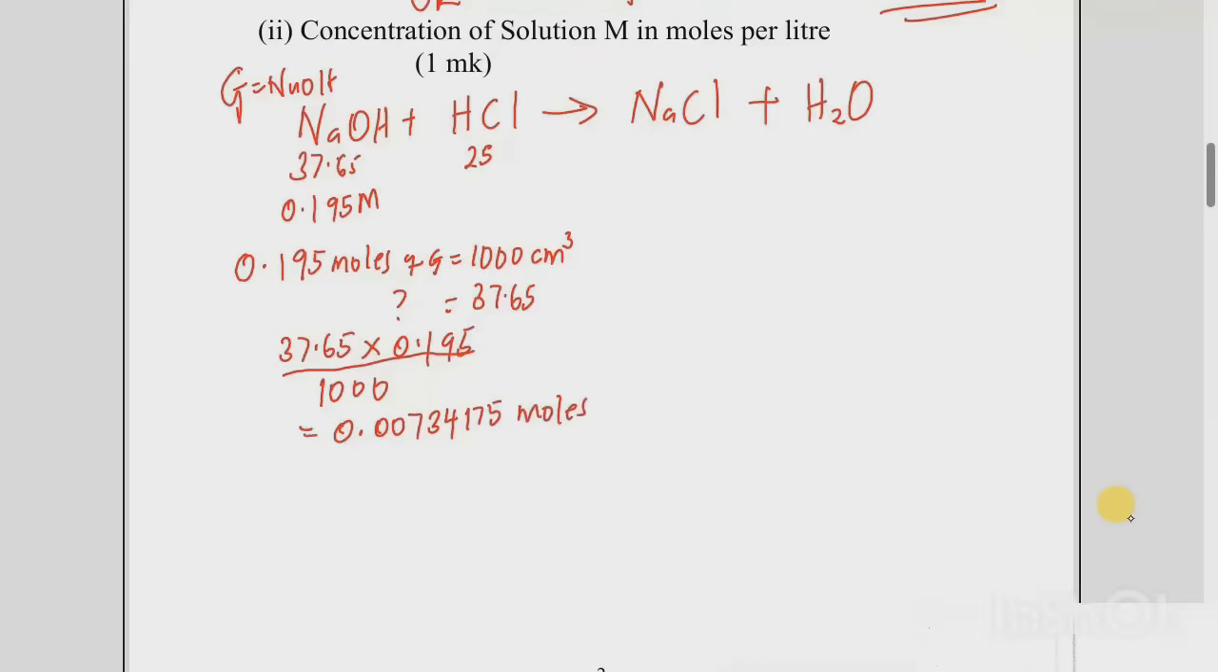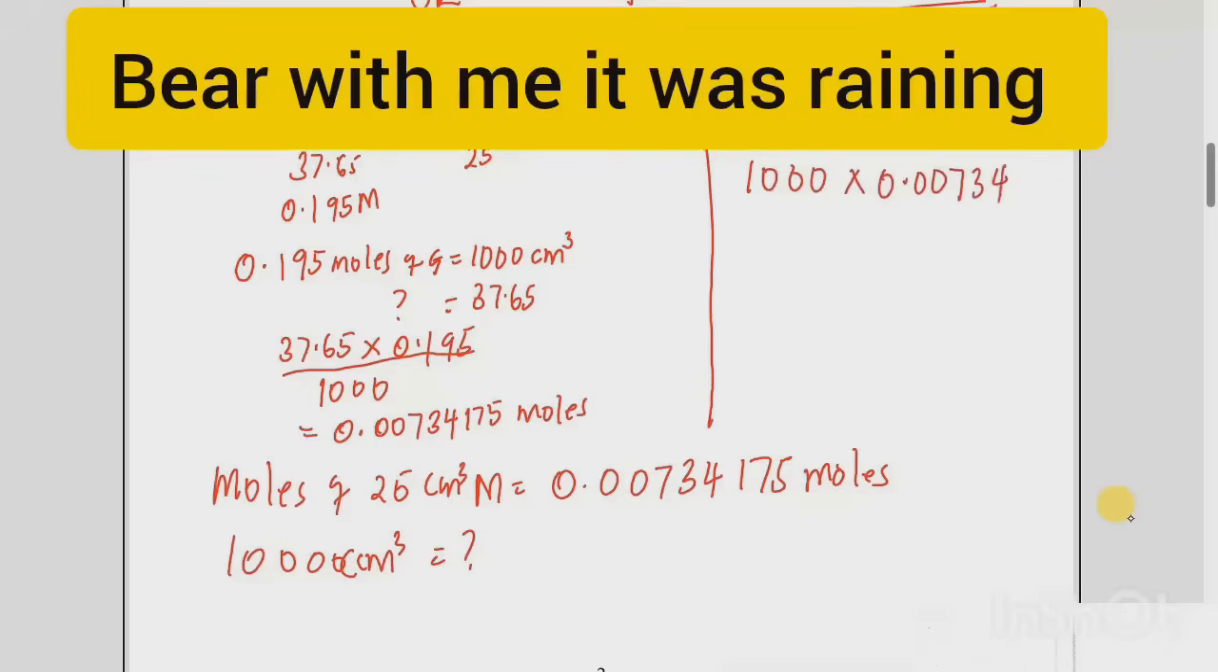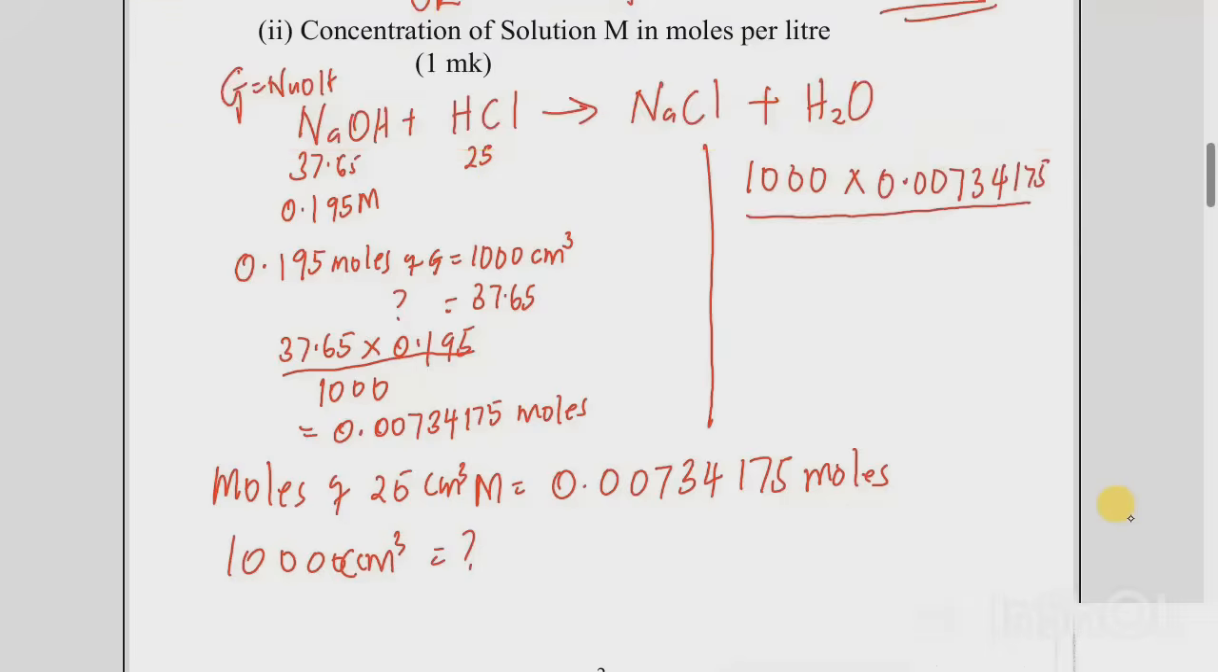Now, since the mole ratio is 1 to 1, it means the number of moles of sodium hydroxide is equal to the number of moles of HCl used. So meaning moles of 25 centimeters cubed solution M is equal to 0.00734 because the mole ratio is 1 to 1. So we will ask 1000 centimeters cubed will contain how much? 1000 times 0.00734 divided by 25. And that gives us 0.294 capital M. So that is the concentration of solution M.